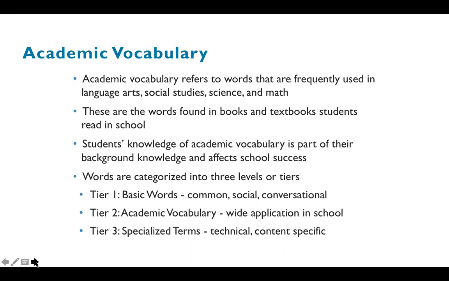So words are categorized into 3 levels or tiers. Tier 1 are basic words: common, social, conversational. Tier 2 are academic vocabulary, which have wide application in school. Tier 3 are specialized terms, which are technical and content specific.